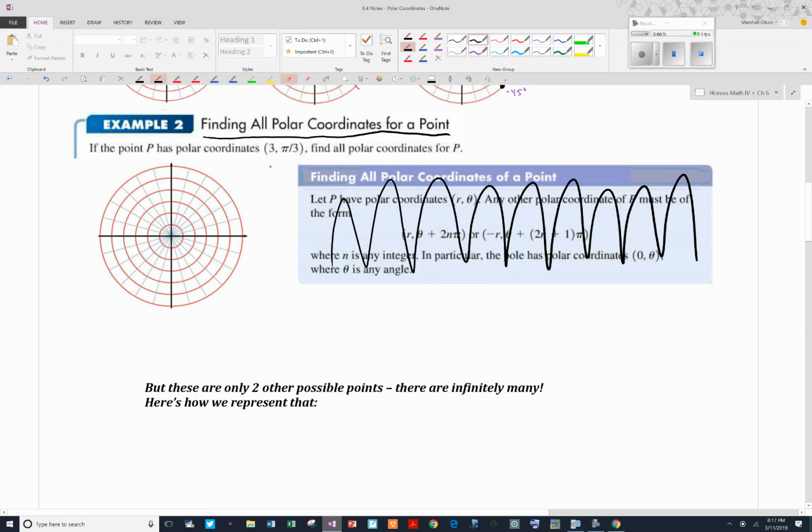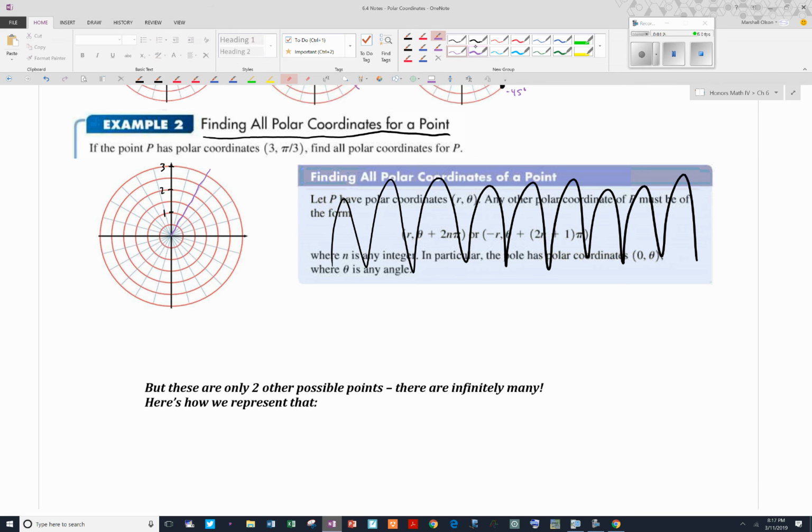So the first one to do, it says if the point P has polar coordinates of 3 comma pi over 3. So let's find that point P here first. I'm going to scale the circle out here. I'm going to go by halves so that that's 1, that's 2, and that's 3 right there. So pi over 3 would open up to right here. That's the terminal side of my angle.